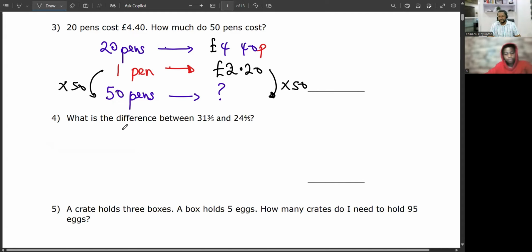But sir, why do you times by 50? Why can't you divide by 50? Because I've been told that you have to do the opposite operation. Think of it like this: let's say this pen is £2.20. Then how much will 50 of it cost? Will it cost less or more? More. So that's why you have to multiply by 50.